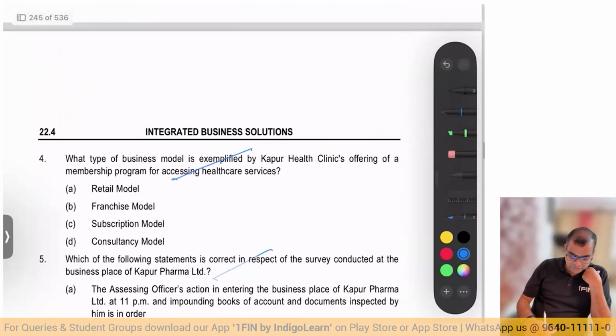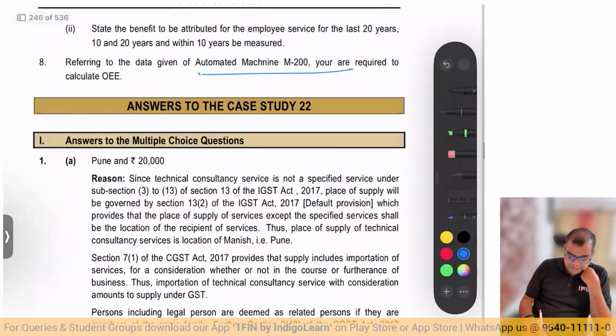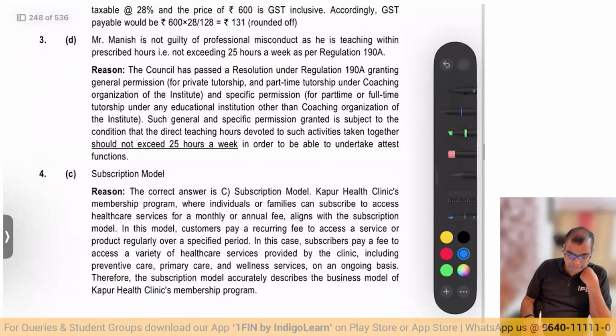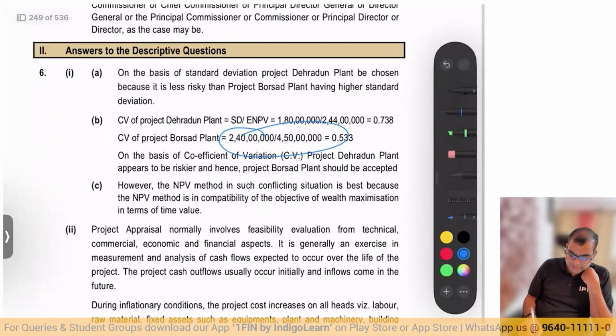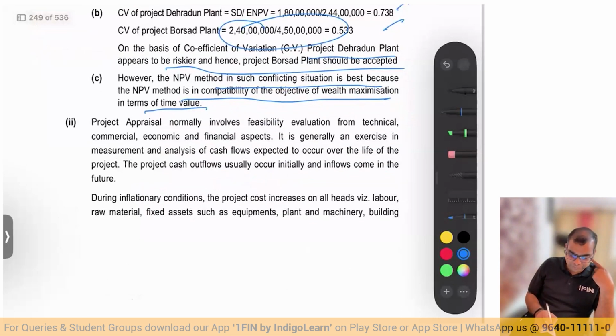So coming back to the answer, SD by NPV, this is the formula, please don't forget. In this situation, coefficient of variation is more important. Why do we say that? 0.73, on that basis Dehradun plant appears riskier and hence Borsat plant should be accepted. The ICAI says the NPV method is best because NPV is compatible with objective of wealth maximization in terms of value. No, I disagree with the answer of ICAI. I think when we have not been given full details, and risk is also an important element, we should not go by just the NPV. If risk also has to be factored in, then you should consider something like coefficient of variation. Next, about inflation.